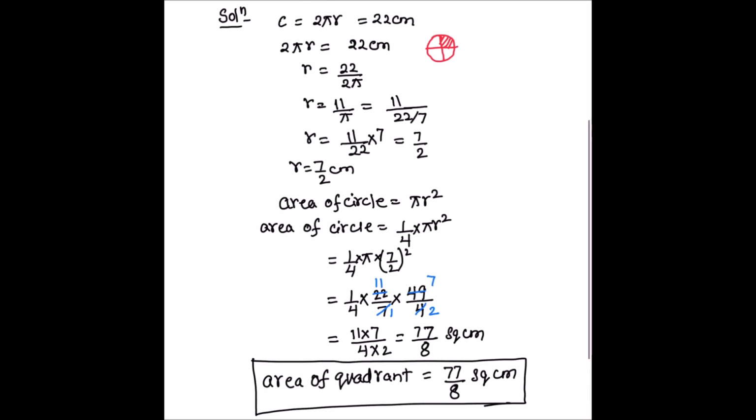So this is how we can find the area of quadrant of a circle.